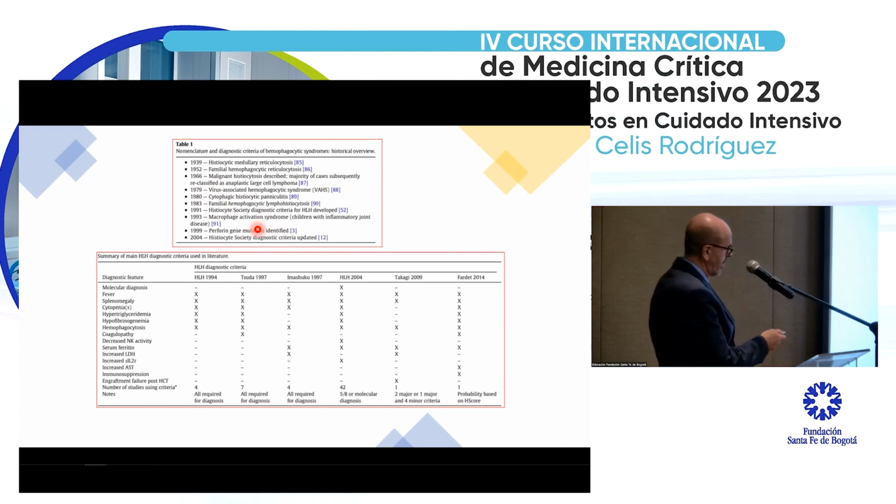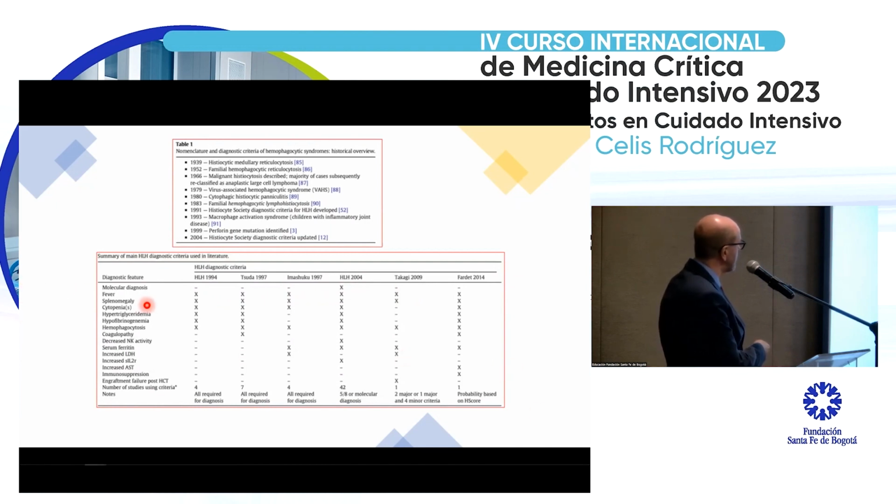So the discovery of the gene mutation was only in the 90s, at the end of the 90s. So it's only about 24, 25 years. You have two syndromes. One is primary, another is secondary. You can see here the different diagnostic criteria applied since the 90s: 94, 97, 2004, etc. And people continue to use the 2004 mostly.